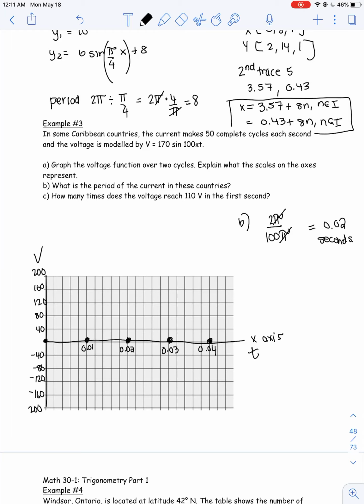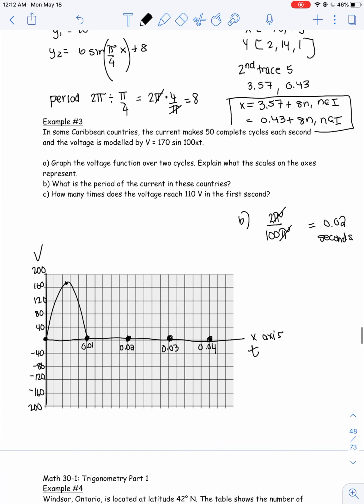So we know it goes to the maximum halfway in between those first two x-intercepts. I know it's going to go to 170, so I'm going to draw the graph going through there. Then it's going to go to the minimum, again halfway between, at negative 170. And just repeat that. So this is 2 cycles that I'm drawing here.